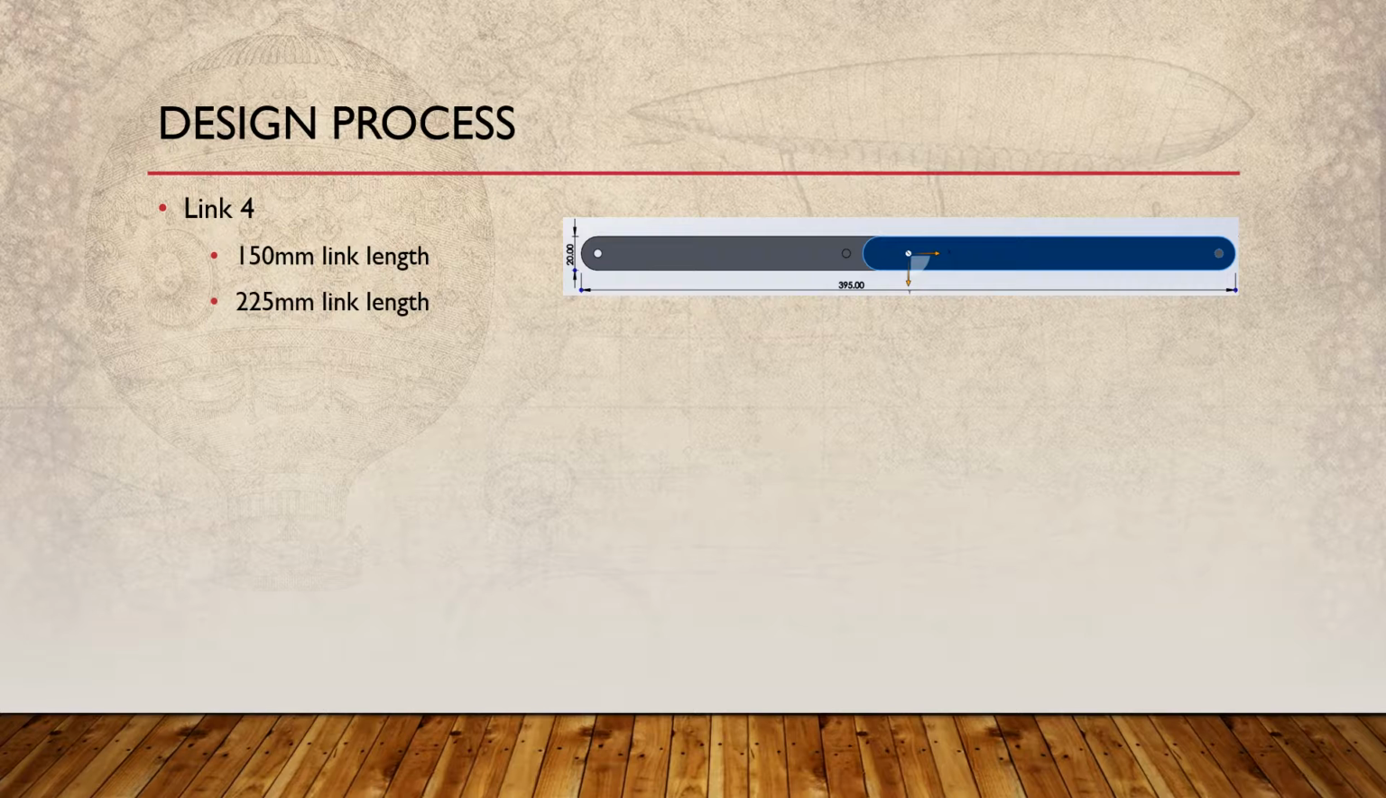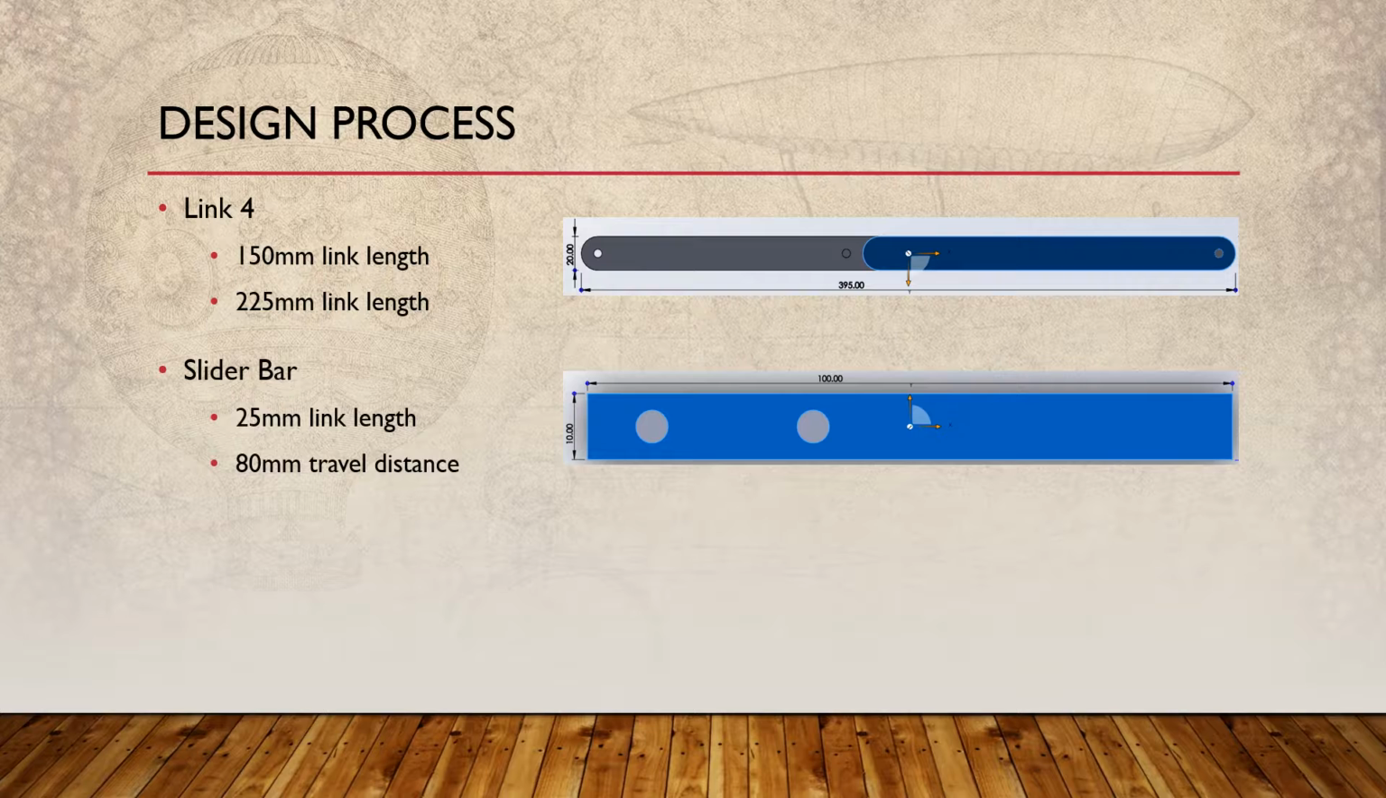The first link length on the left and the one on the right are 2 different sizes, 150 millimeters and 225 millimeters. That's because there are 3 different elements that have to connect to this individual link, where the other ones we've seen so far only had 2 links connecting to them. And this is actually considered the 5th link, but it is a slider bar. It just slides within a slot, and it has 2 of the links connected to it. So we have a link length of only 25 millimeters here, but then we have a travel distance.